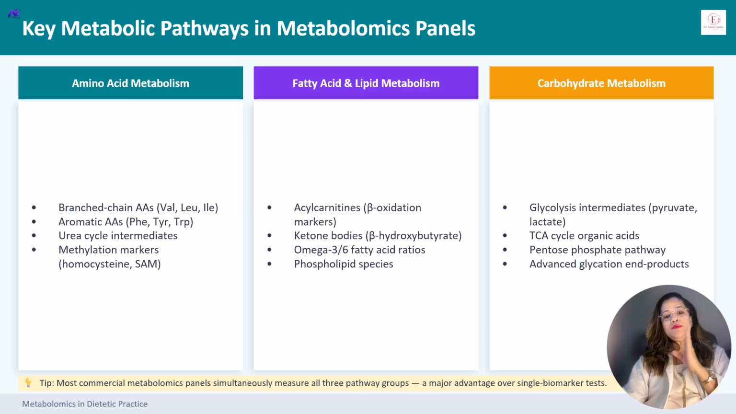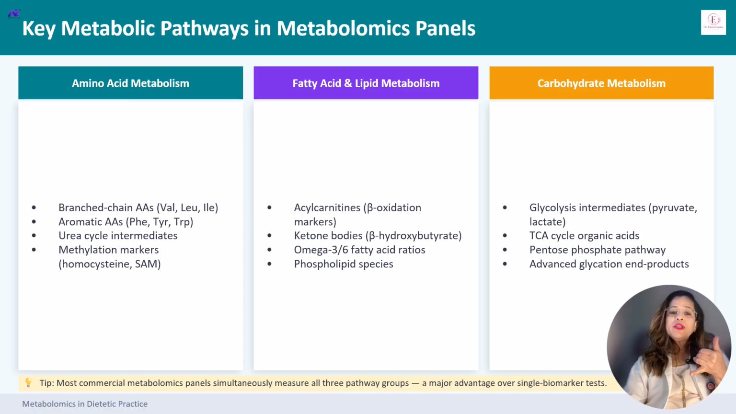Talking about fatty acid metabolism, that is the acylcarnitines, they reflect mitochondrial fatty acid oxidation. When you find elevation of short chain ones, they may indicate mitochondrial dysfunction or micronutrient deficiencies. When ketone bodies rise with fasting, that means there is carbohydrate restriction, or there is diabetic ketoacidosis. So this distinction is very clear.